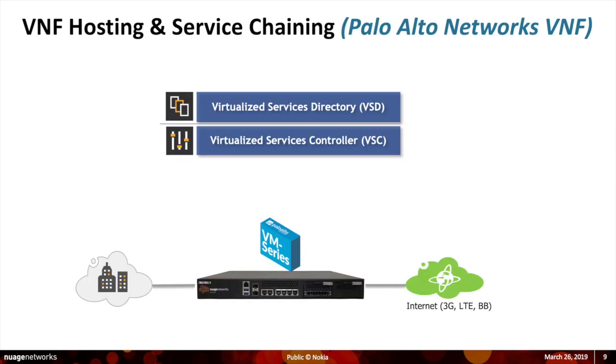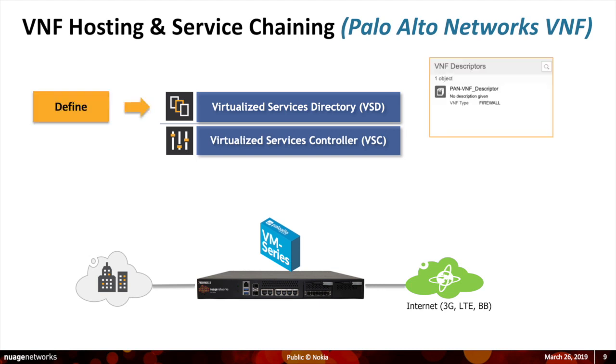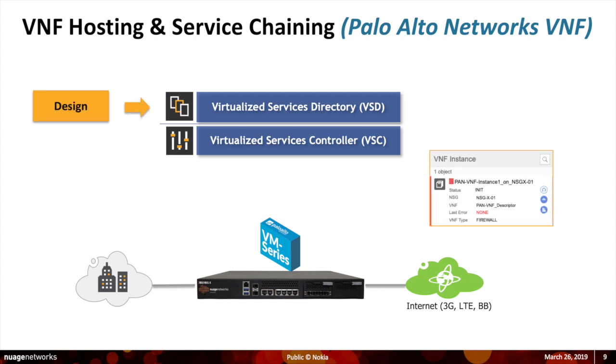Now let's take the Palo Alto Networks VM-Series example. In the define phase, we create that descriptor for that firewall. In the design phase, we decide how we want to deploy it. And in the deploy phase, we push that VM-Series firewall onto a particular site before finally inserting it into the data path of a particular application flow.